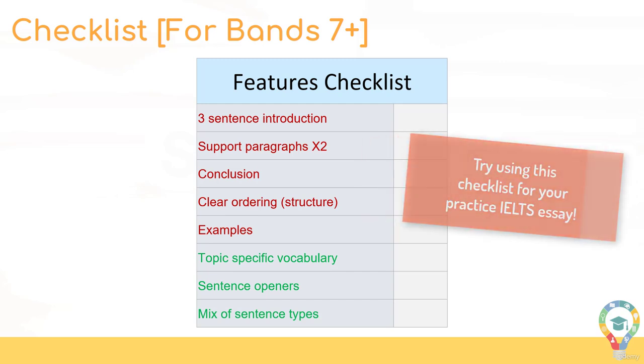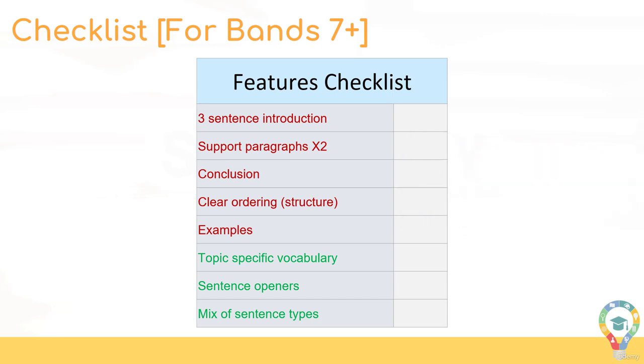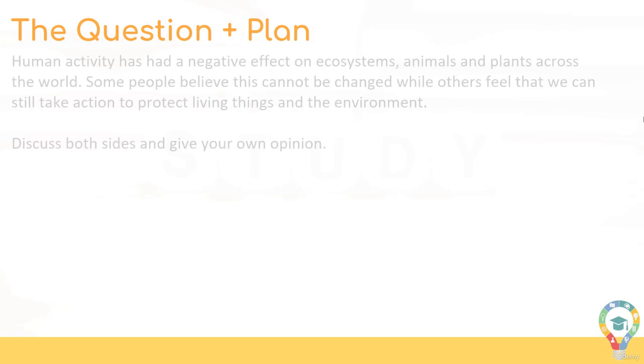So that is all for our features checklist. Again, if you're writing essays for other Task 2 questions, I suggest using this to give you some idea about what you need to include. Again, this isn't the whole feature checklist of everything that you must include, but it is 8 clear features that I think you should try and get into your reports. Okay, let's take a look at this question.